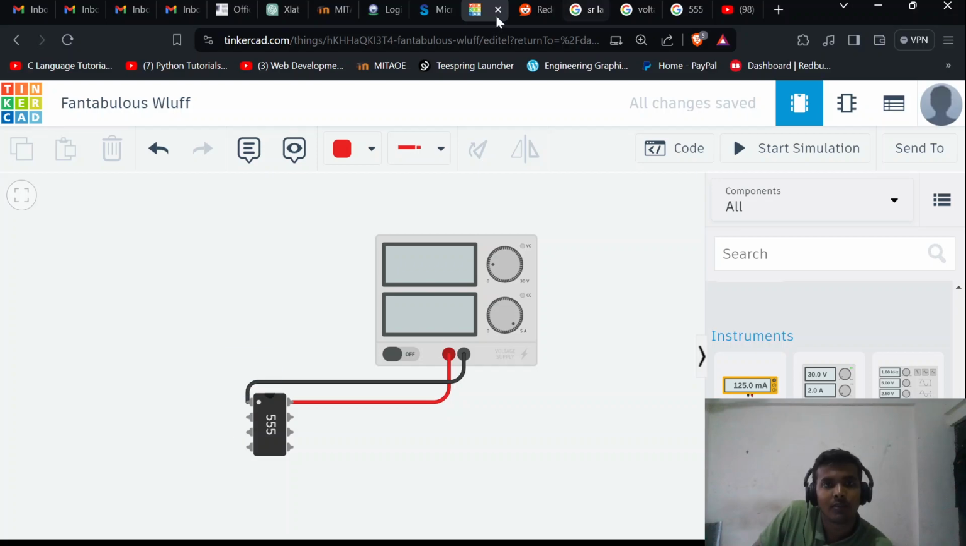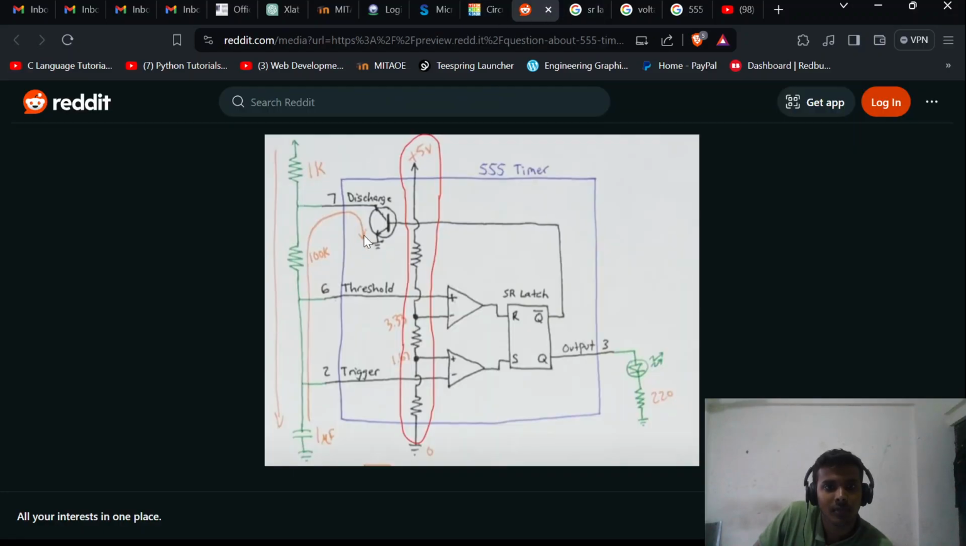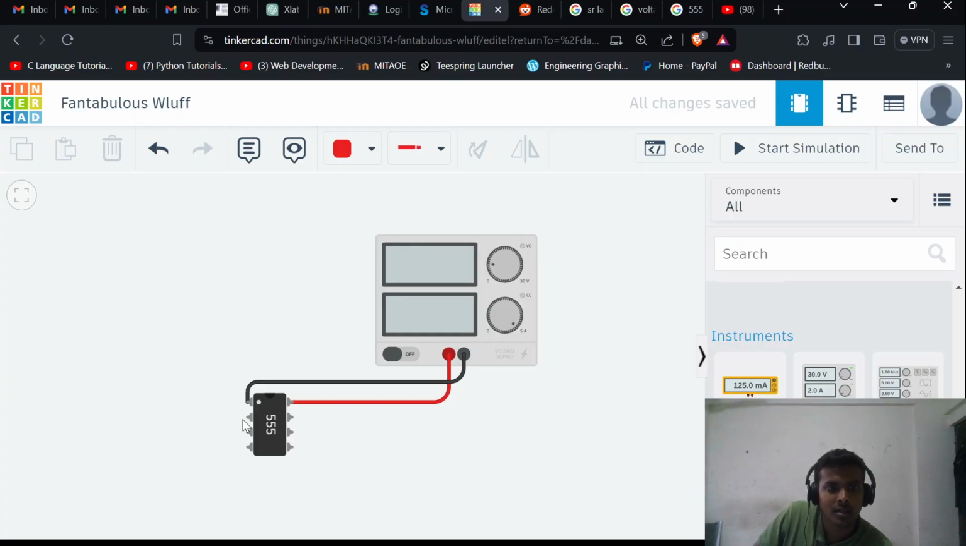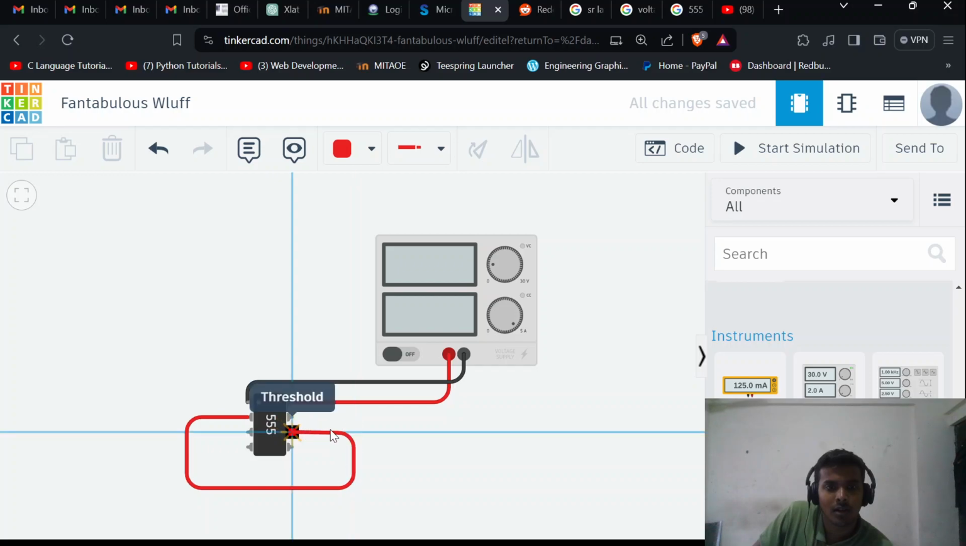Then we have pin number 6 directly connected to pin number 2. We will connect pin number 6. This is 1, this is 2, connected directly to pin 2. Counting: this is 2, this is 3, 4, 5 and 6. So it will connect here.